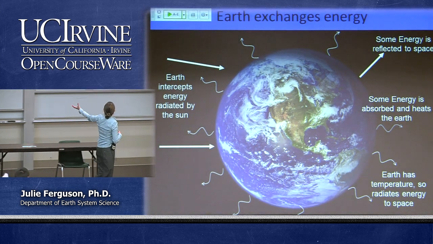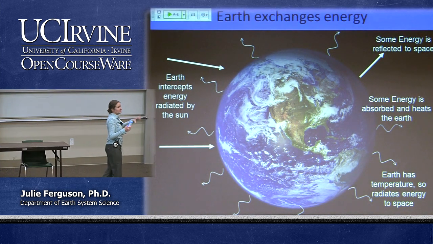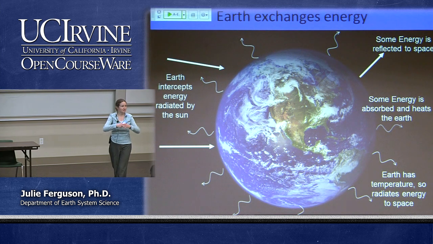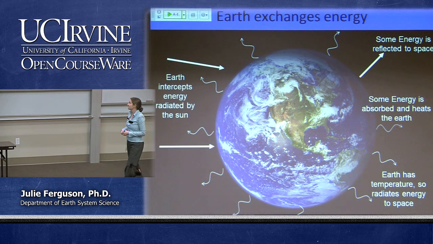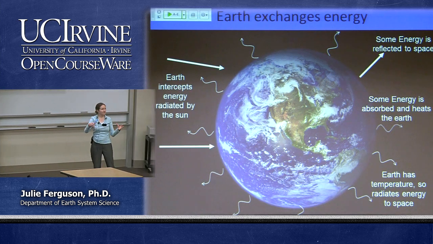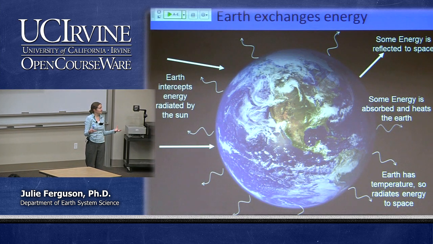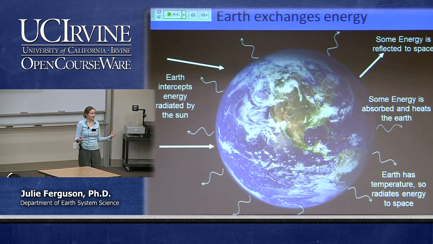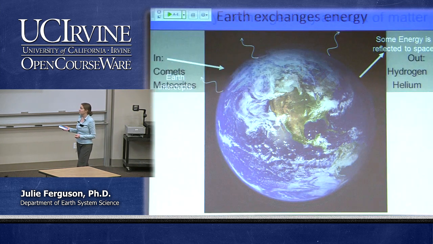So here's what happens to our energy. We get energy from the sun. We're intercepting that energy as it spreads out in all directions. Some of that just gets reflected straight back to space, but some of it gets absorbed by the Earth, and that gives us a temperature. And anything with a temperature radiates energy. And so we're also radiating energy out. So we're definitely exchanging energy.